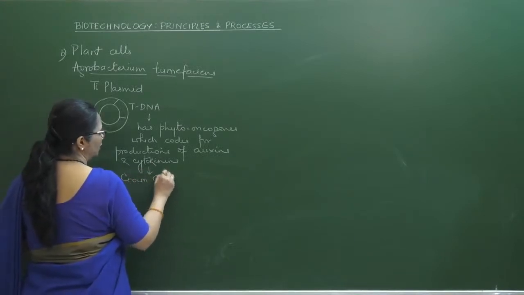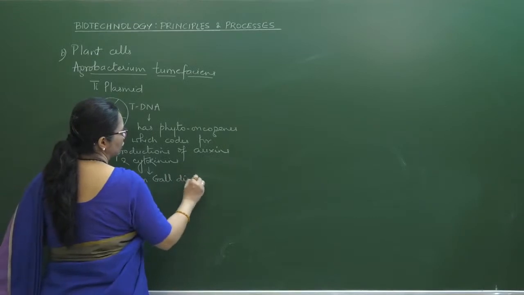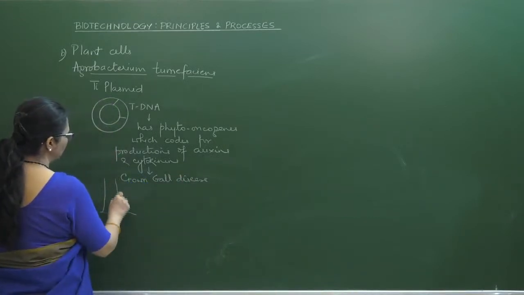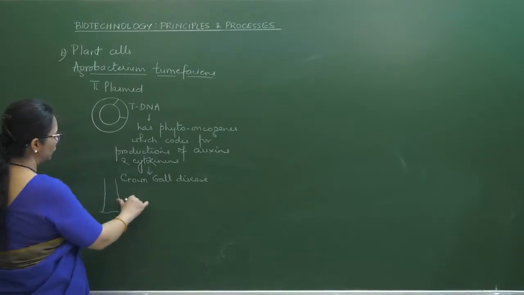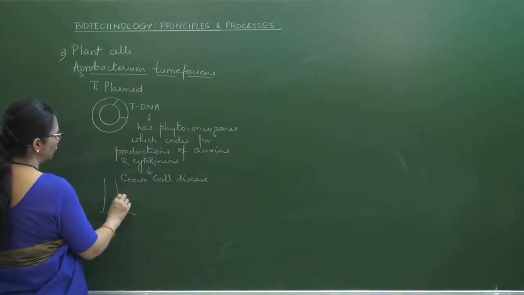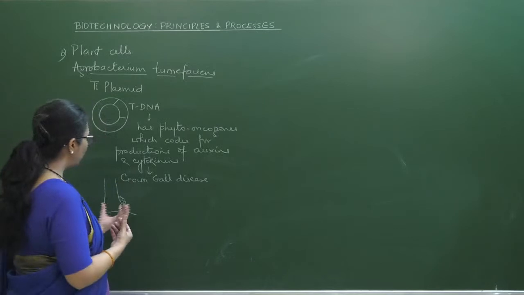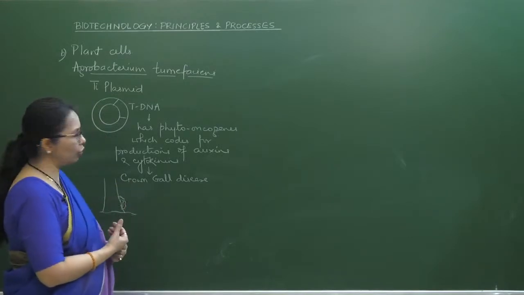Crown gall disease. So suppose this is the plant here, and in this plant wherever the bacterium entered, because of that there will be abnormal growth taking place, and the gall is basically like a sore that will be projecting out. That's what is called crown gall.